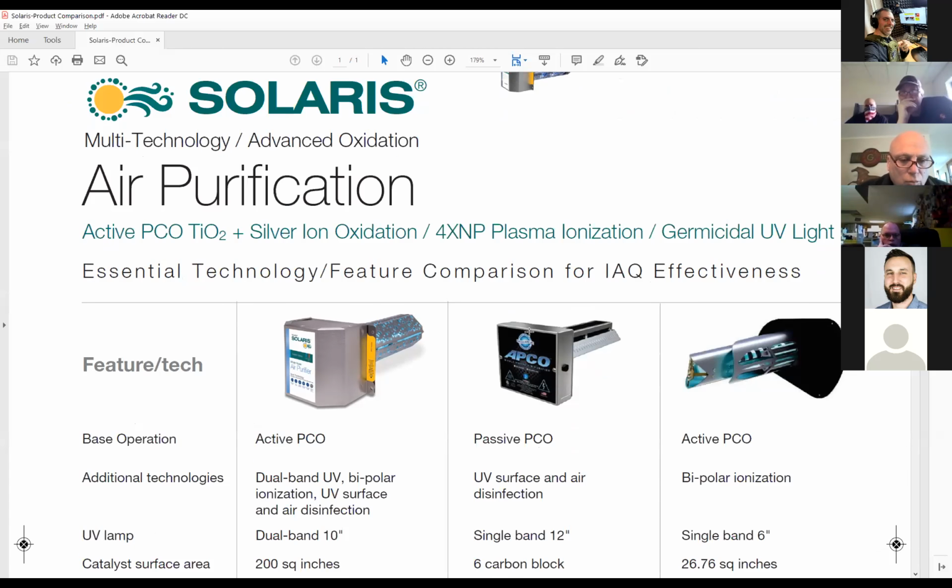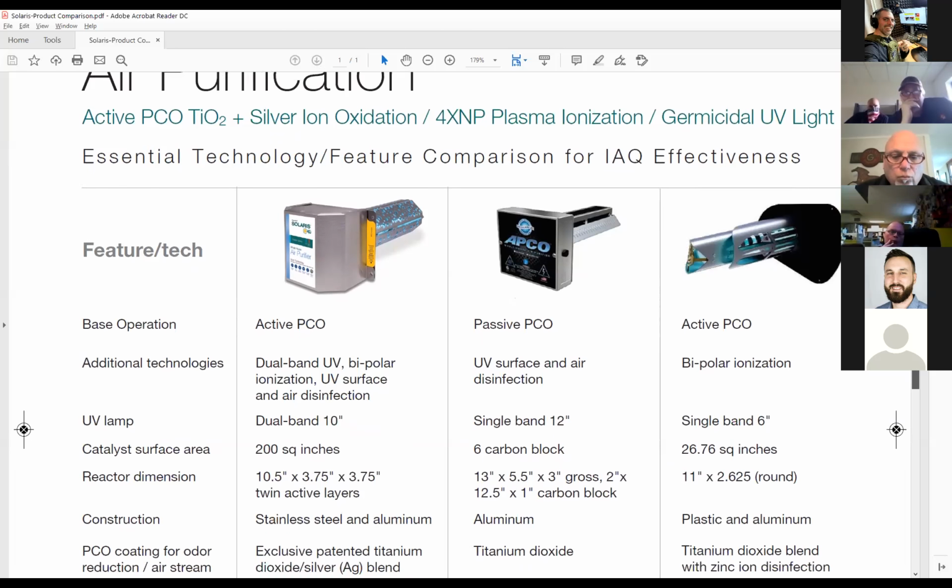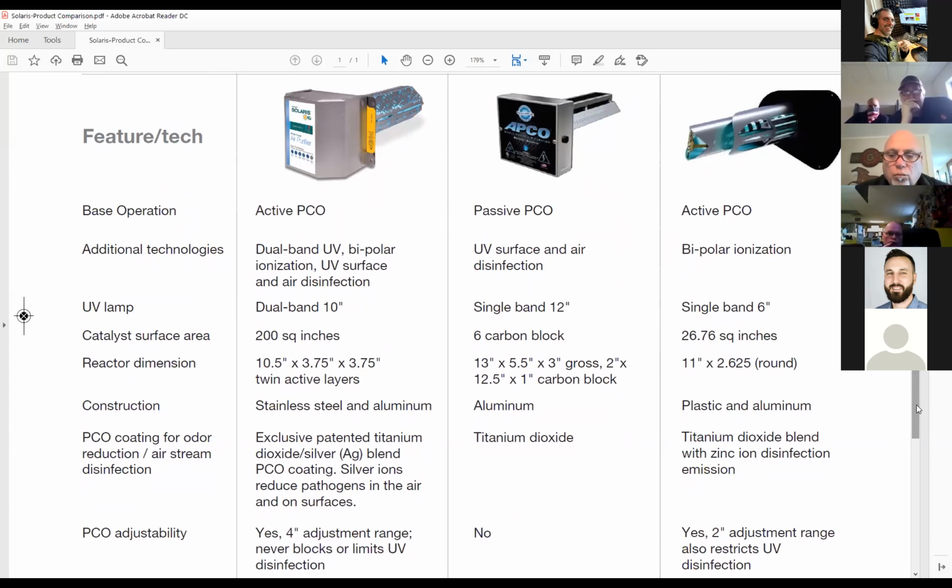So what I really want to focus on is our product versus the Remir Halo. Remir Halo seems to be one of the more popular products out in the market here. So we want to go over a direct analysis of our product versus theirs. So basically the base operation on this, we both have active PCO, which both of these products are going to emit a degree of ozone. It is completely safe and there is no harm with this type of product.